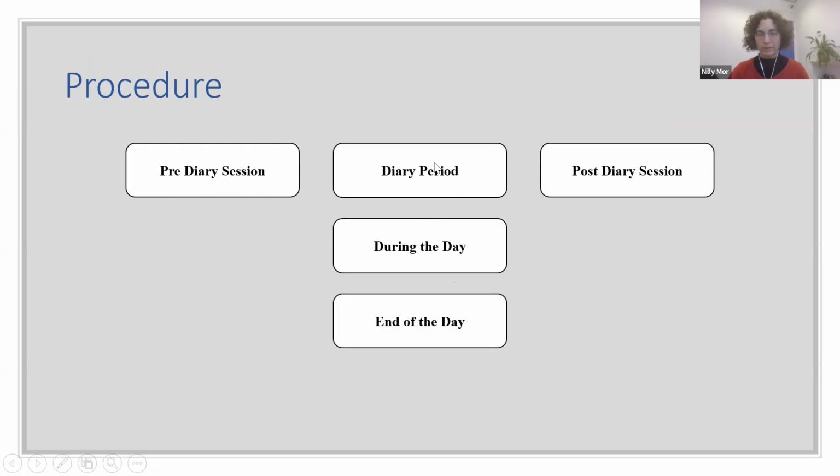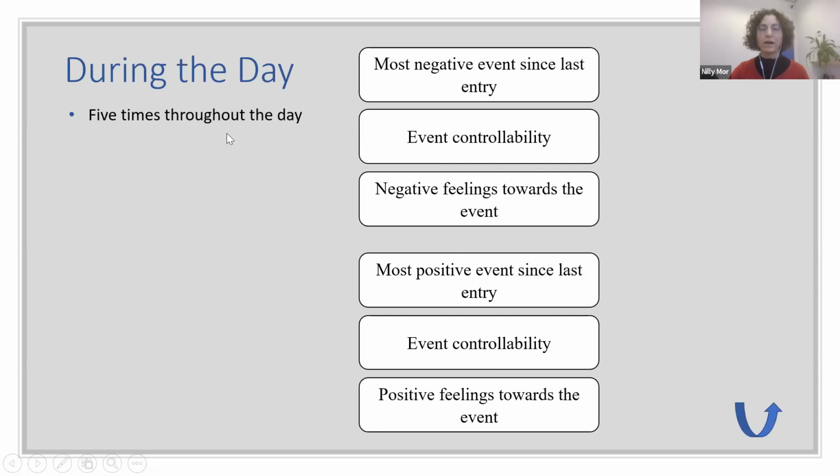Let me focus a bit on the diary period, which is a bit of a complicated procedure. During the day, participants completed 5 times. They were beeped at random times, 5 times a day. And we asked them to report, since the last beep, what was your most negative and your most positive event. And then we asked them how controllable they thought that event was, and we asked them about their feelings, how negative or positive, in response to this event.